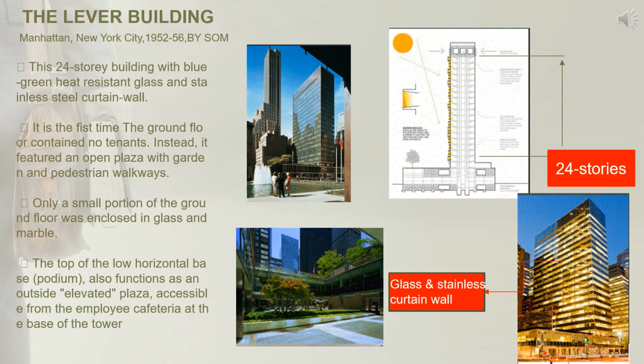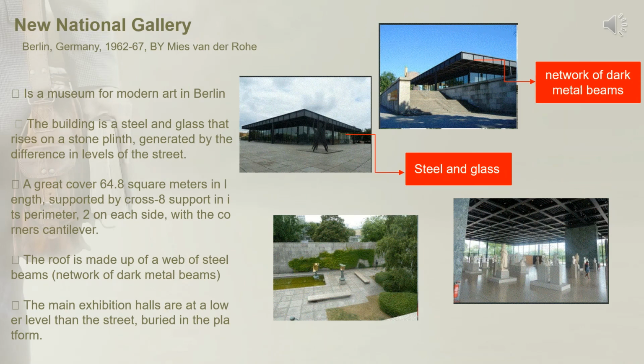New National Gallery in Berlin, Germany, by Mies van der Rohe in 1962 to 1967. A museum for modern art in Berlin. The building uses steel and glass that rises on a stone plinth generated by different levels of the street. The roof covers 64.8 square meters in length, supported by cross-shaped supports on its perimeter, two on each side, and the corners cantilever. The roof is made up of a webbed network of dark metal steel beams.